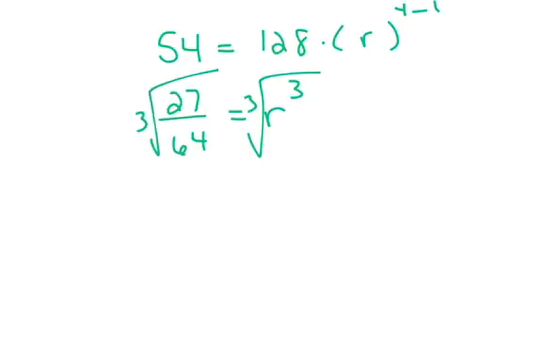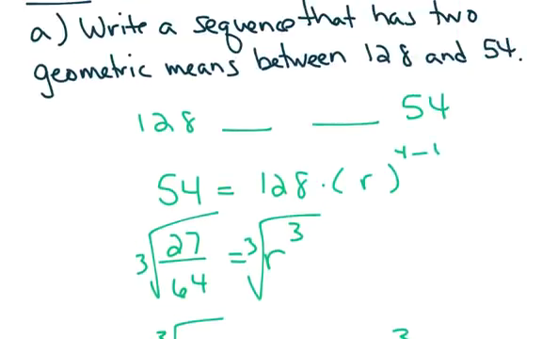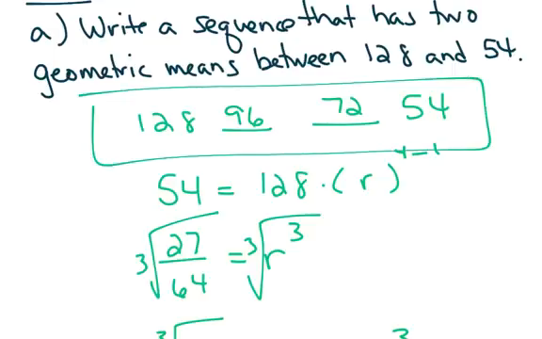A reminder about taking radicals of fractions. You take the cube root of the numerator, and you take the cube root of the denominator. So the cube root of 27 is 3, and the cube root of 64 is 4. And so r is 3/4. So now you come back up here, and 128 times 3/4 is going to be 96, times 3/4 is going to be 72, and in case you want to check to see if you got it right or not, if you multiply again by 3/4, you better get 54, which I do.